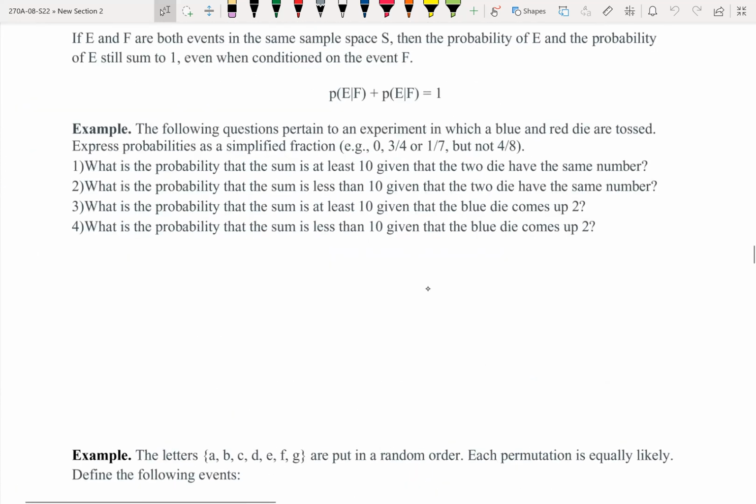First of all, for the relation that's on the top, it's just the probability of E given F plus the probability of not E given F is going to be 1. So the addition of these 2 probabilities are complementary and it's going to be 1.